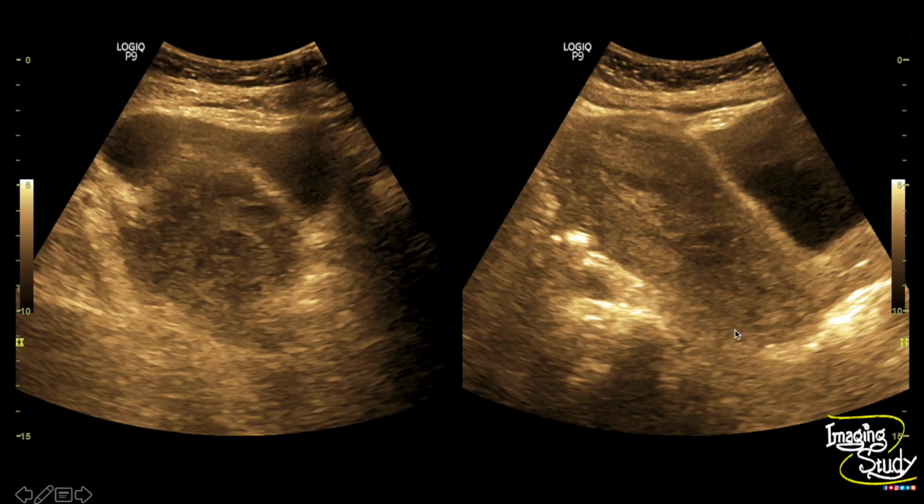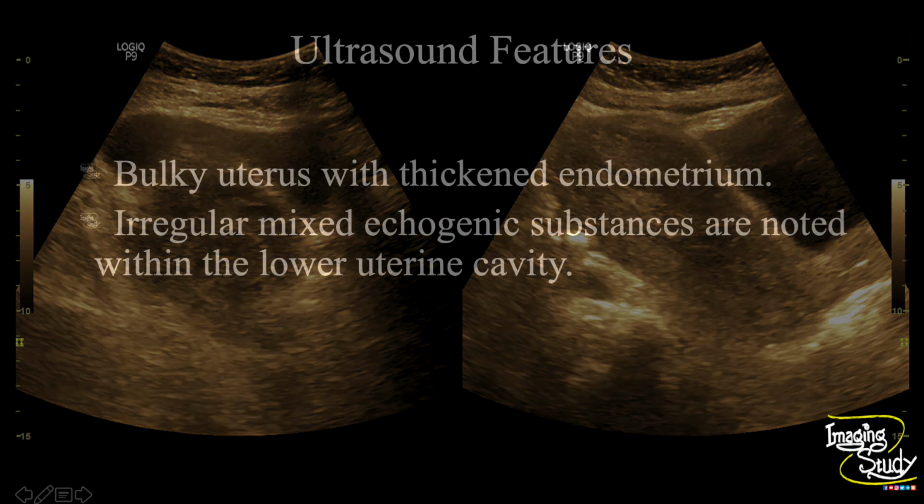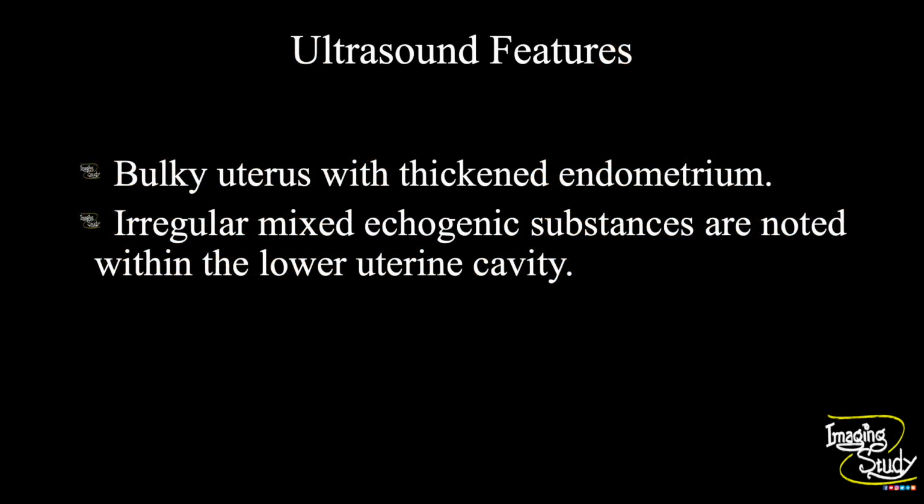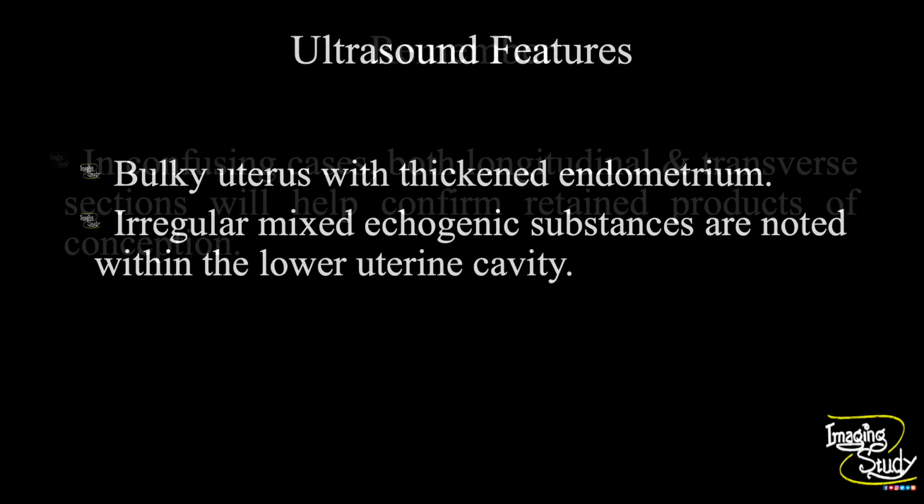Here is the longitudinal and transverse section of the uterus showing the irregular mixed echogenic retained products of conception at the uterine cavity. So in summary, a bulky uterus with thickened endometrium is seen. Irregular mixed echogenic substances are noted within the uterine cavity, predominantly at the lower segment, indicating retained products of conception.